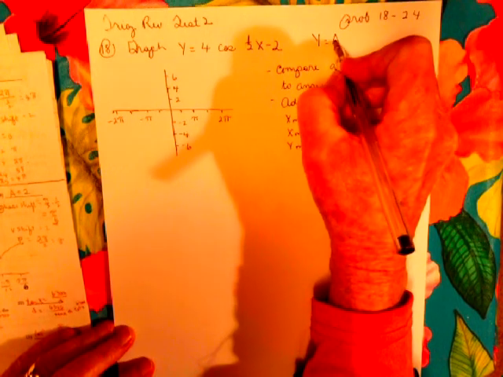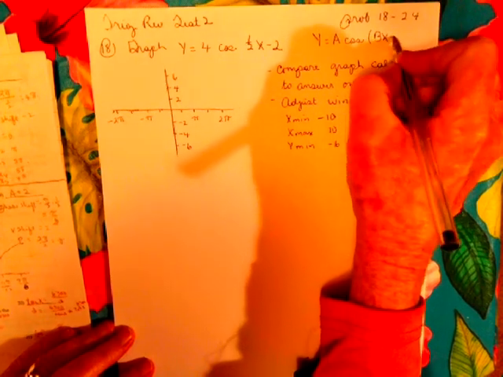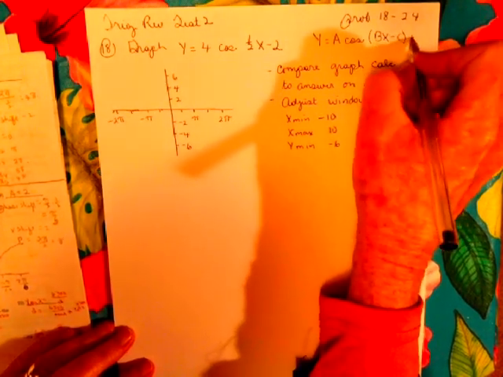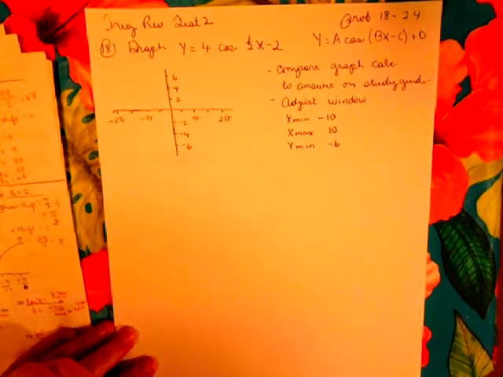Y equals a cosine bx minus c plus d. Use your graphing calculator. This is a multiple choice test. I feel sure that with that information and maybe a little modification on your calculator screen that you can choose the correct multiple choice answer.